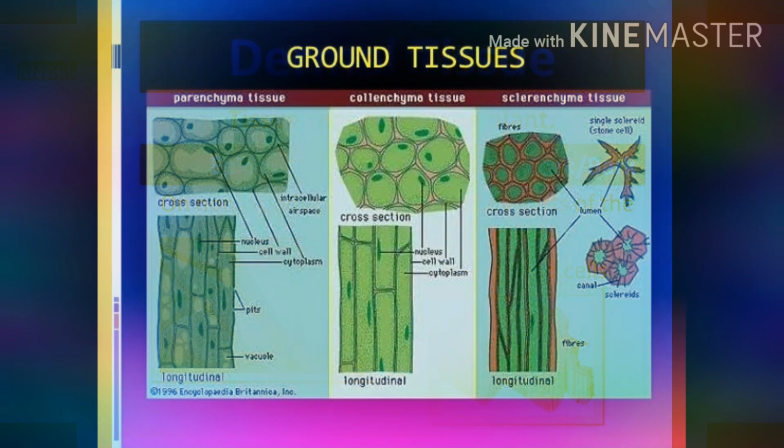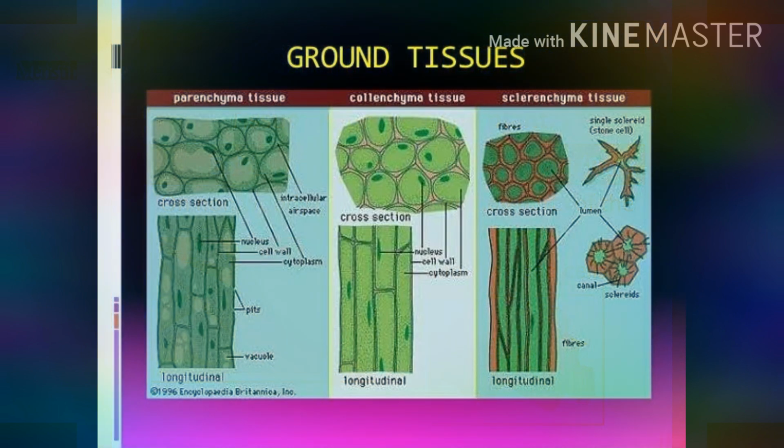Then the next type of tissues are called ground tissues, which are composed of different types of simple tissues like parenchyma, collenchyma and sclerenchyma. First of all, the parenchyma. Those are the cells which are responsible for storage and support of a plant. It will be storing the food materials which are prepared from leaves. And it is always a living cell. Always, parenchyma is a living cell.